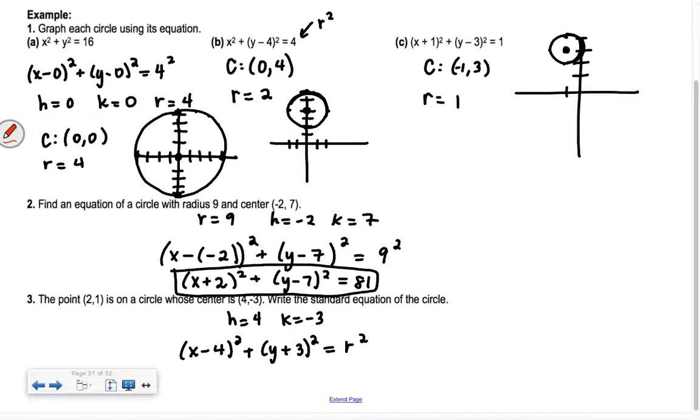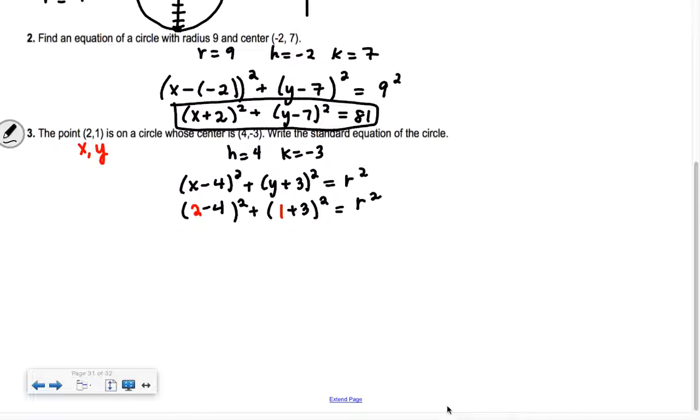So we're going to temporarily plug in a point that's on the edge of the circle. Well, there's an infinite number of points that are on the edge of the circle, just like there's an infinite number of points that would be on a line. But we can plug it in to get our missing value. So we're going to plug it in to get what r is. So let's plug in 2 and 1 for x and y. So I'm going to have 2 minus 4. And I'm going to have 1 plus 3.